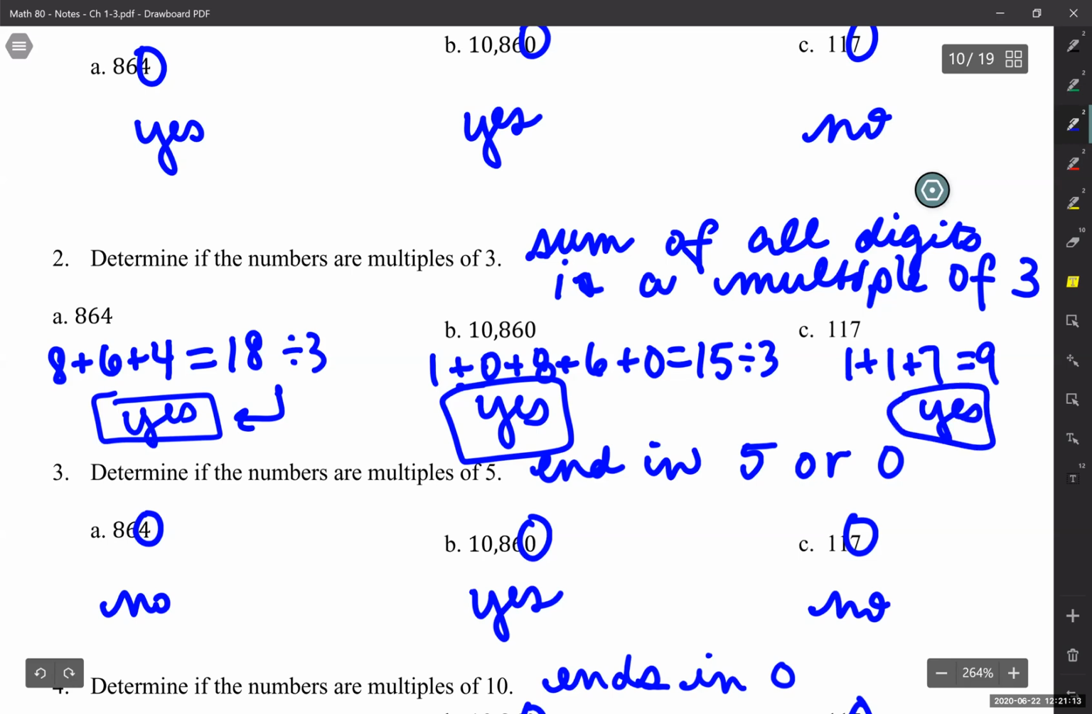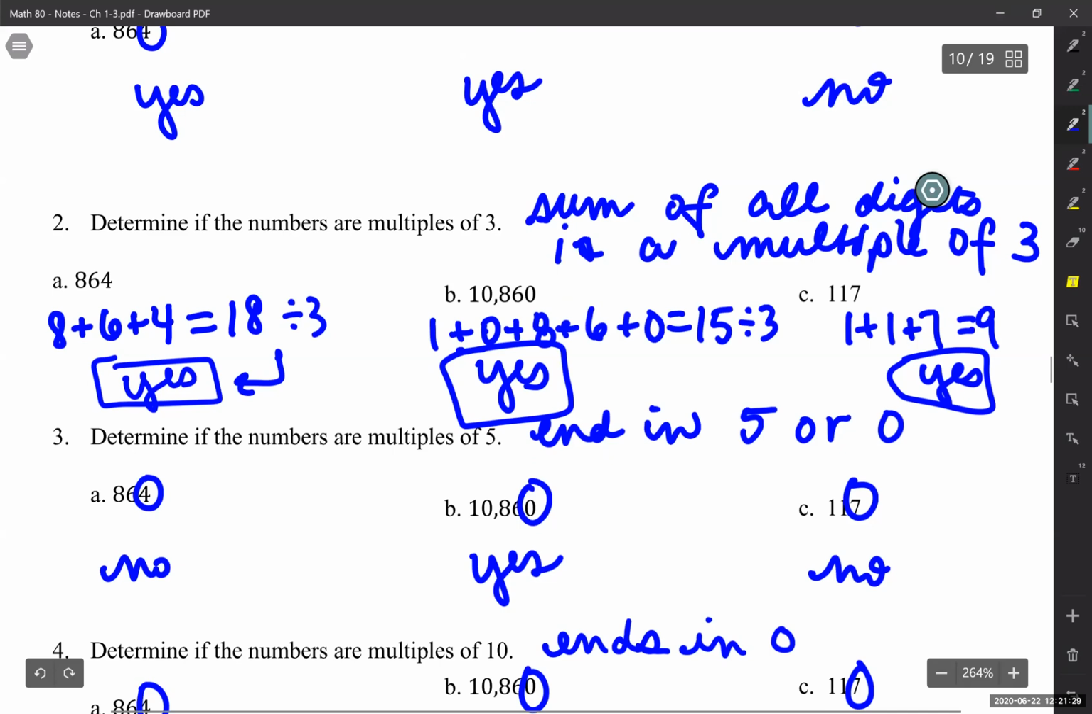I just happened to pick 3 numbers that are multiples of 3, but you can just make up a number right now off the top of your head, and you'll see that sometimes it is not a multiple of 3. Okay, so let's look at 5, putting all these rules together.